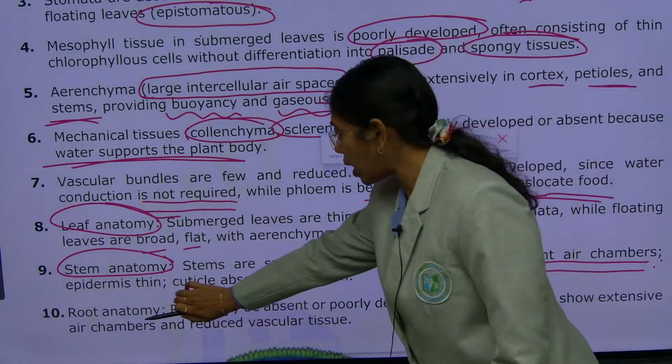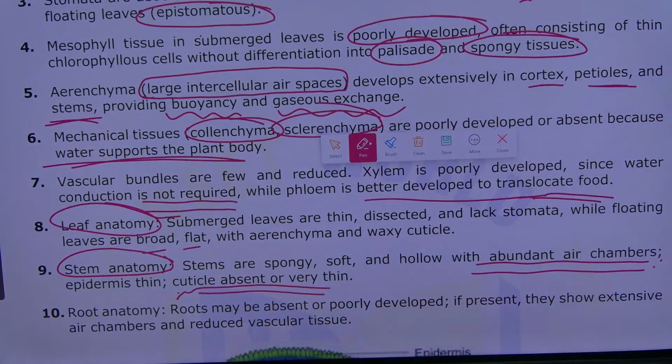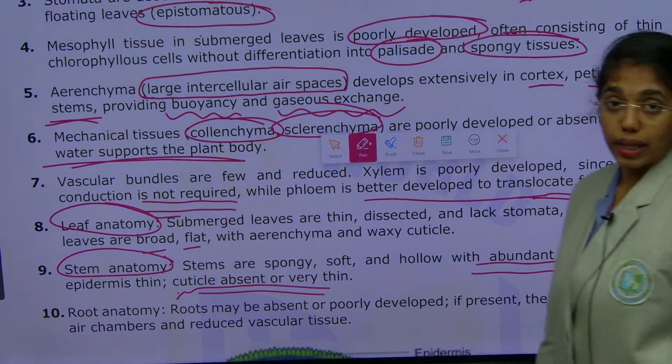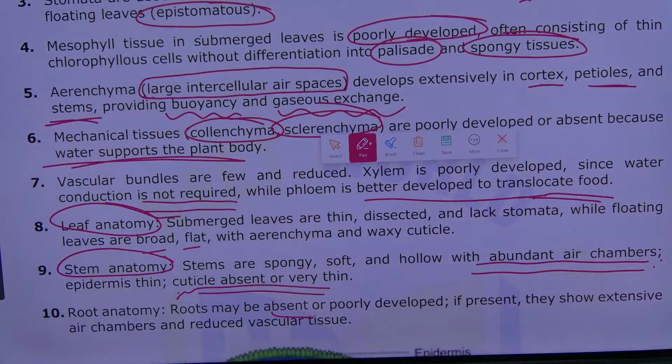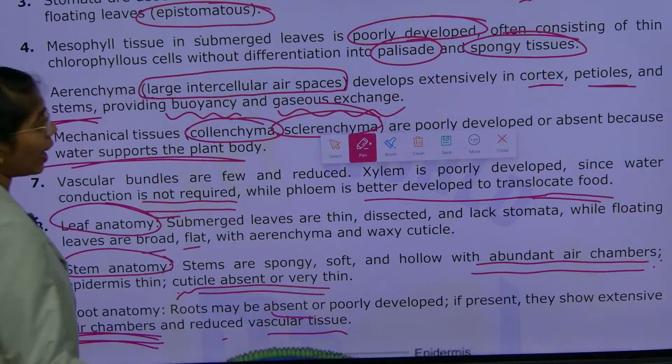Epidermis is thin and cuticle is completely absent or very thin. Next, root anatomy. Roots may be absent or poorly developed. If present, they show extensive air chambers and reduced vascular tissue.